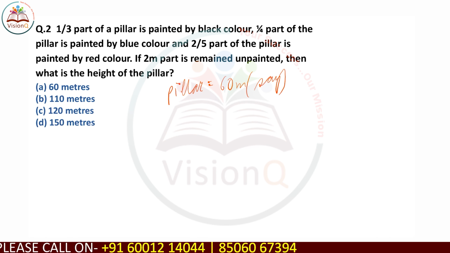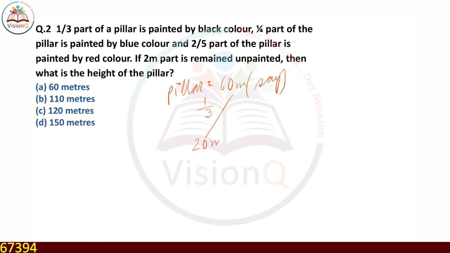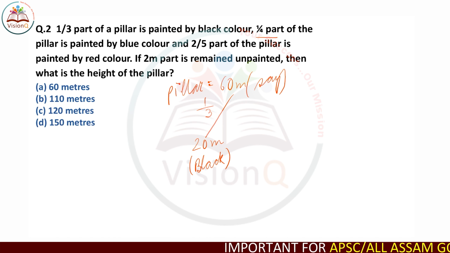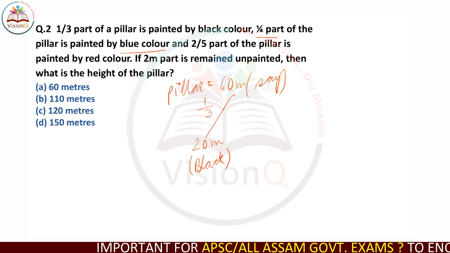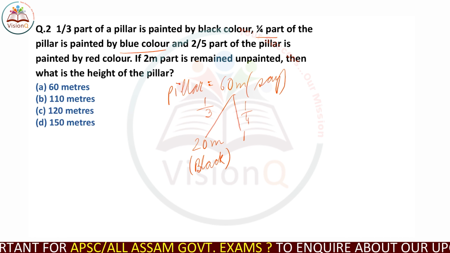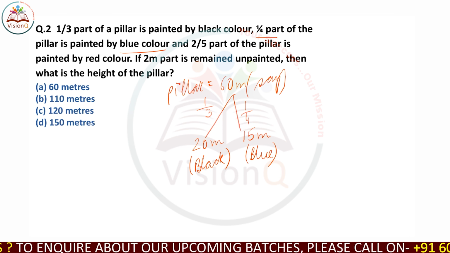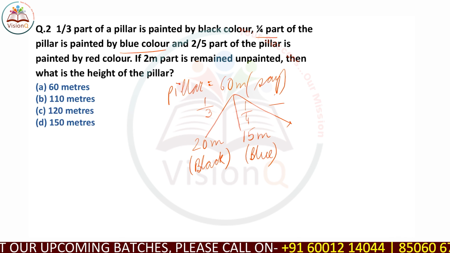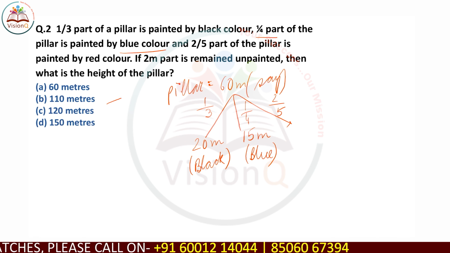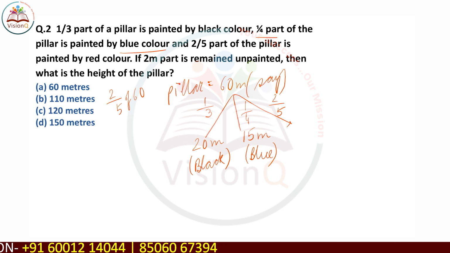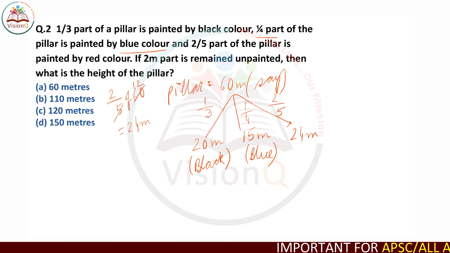Now out of this 60 meter, 1/3 part, that is 1/3 of 60 will be 20 meter. So 20 meter is painted by what color? Black color. Then 1/4 part is painted by blue color. Okay, 1/4 of 60 will be how much? 15 meter. So 15 meter is painted by blue color. 2/5 part. Okay, 2 by 5 of 60. Okay, if I try to find 2 by 5 of 60 meter, 5 12s are 60 and 12 into 2 is 24 meter. So 24 meter part is painted by red color.